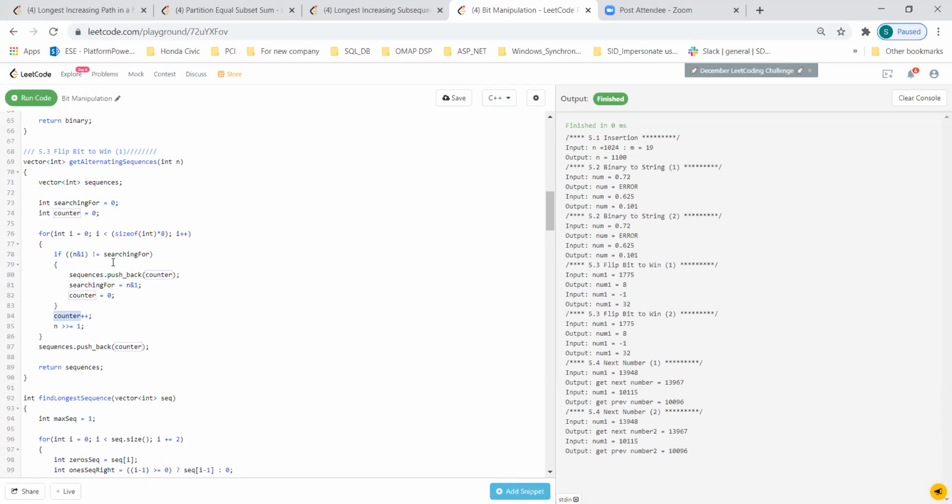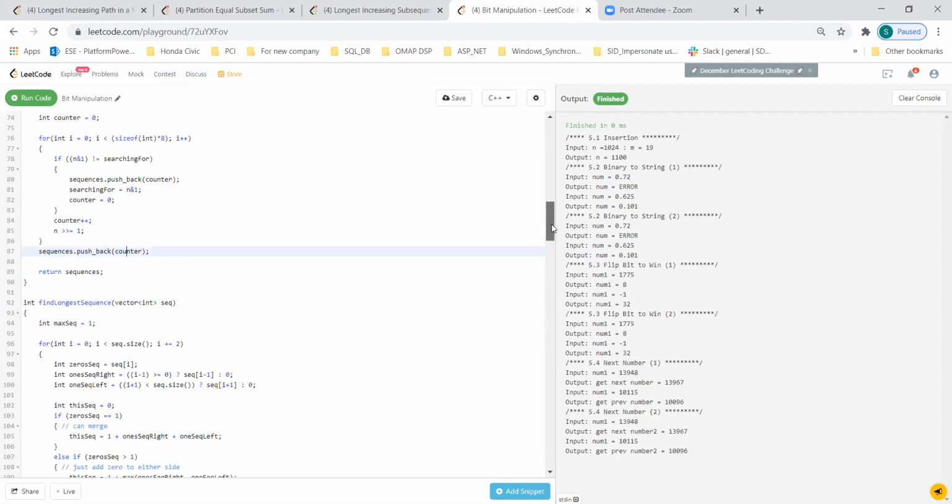Basically we are just going through it and adding our n with 1. Whatever the counter value we have counted, we add to our sequence array, and here we shift our n number to the right always by 1, in this while loop. That is the way we convert n into that array of alternate ones and zeros. So this is simple.